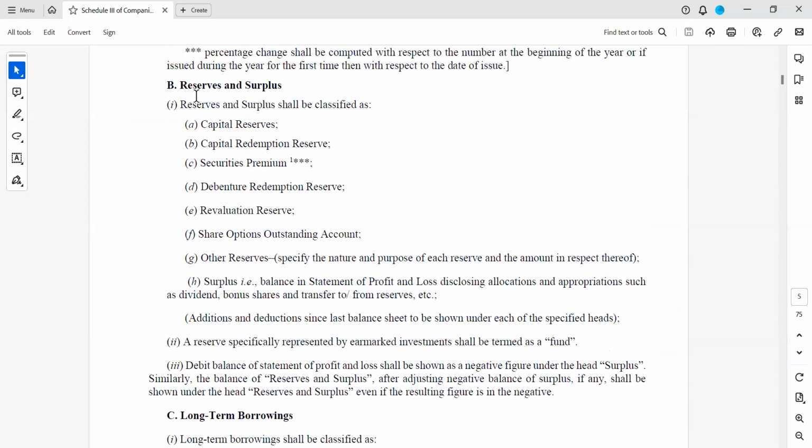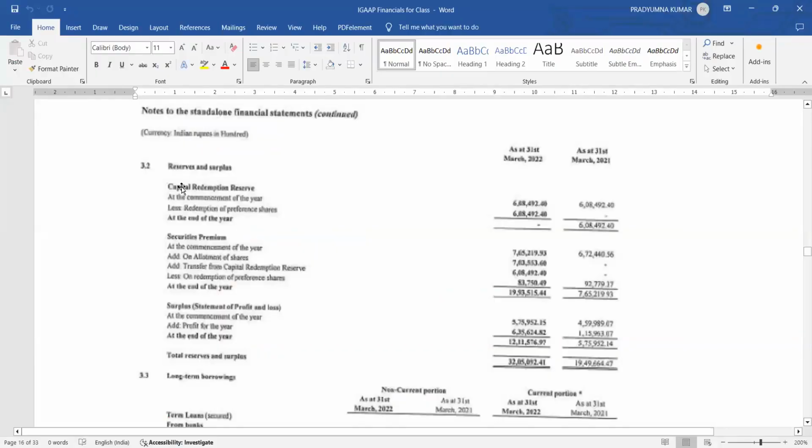You see here what they have given. Reserves and surplus shall be classified as capital reserve, capital redemption reserve, securities premium, debenture redemption reserve, revaluation reserve. All these things they have given. But in the present example, whichever we have taken, there is a capital redemption reserve because they have got preference shares. That is why they have created the capital redemption reserve. And during the year, they have repaid the preference shares, maybe it is redeemed. So they have repaid it and the closing balance has become 0.